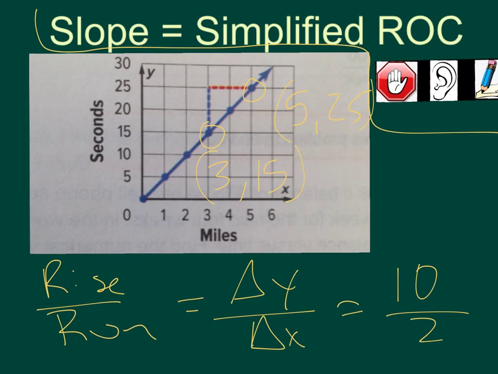And now I have 10 over 2, but I do need a simplified rate of change. So now I'm just reducing 10 over 2 to 5 over 1. I'm dividing by 2 because I can pull 2 out of both of those numbers. So dividing by 2 to get 5 over 1. 5 over 1 is my actual slope. And so slope is just a simplified rate of change. So we're going to do a bunch of stuff today that deals with slope and rate of change, and these are the things we're talking about.